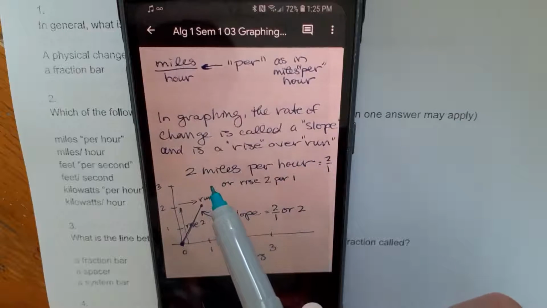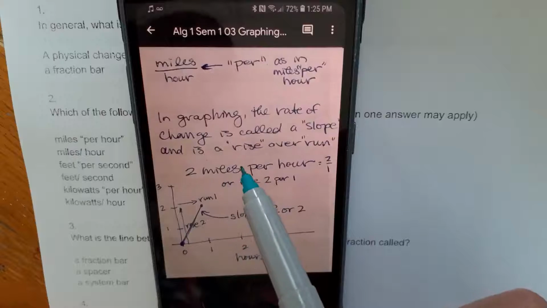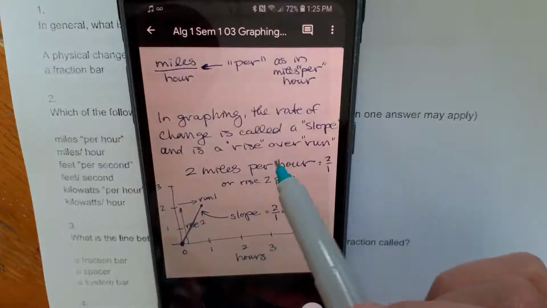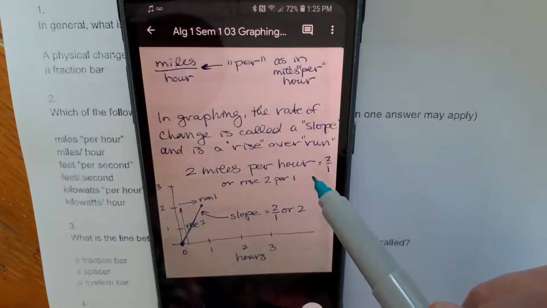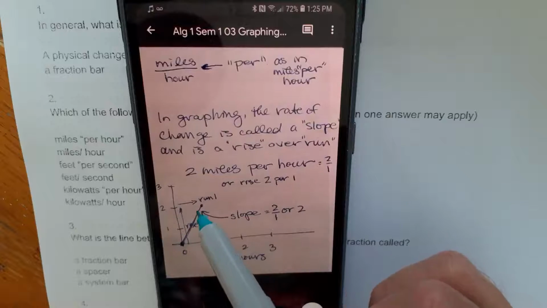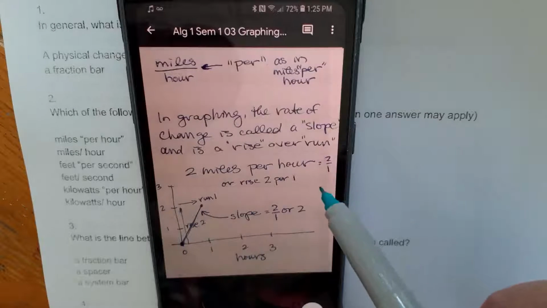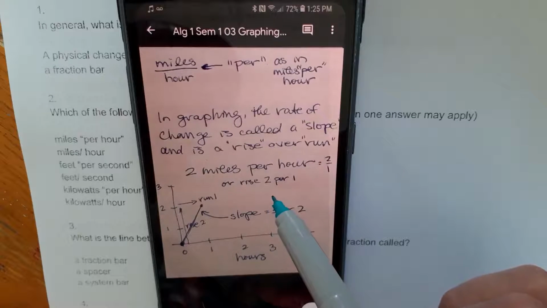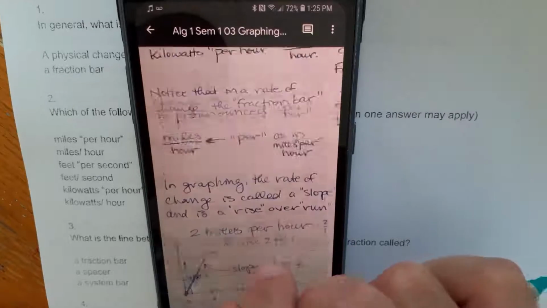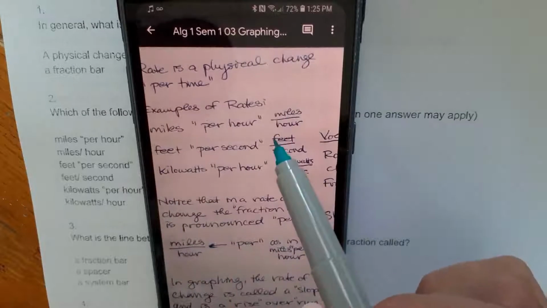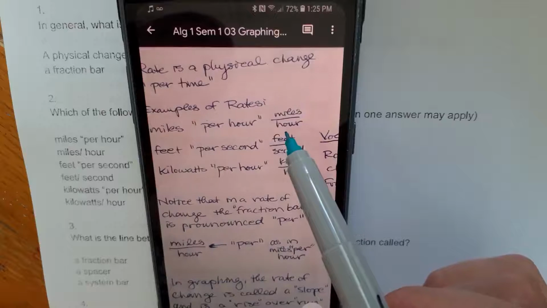We're following slope and rate of change, and understanding what rate of change is: rise over run. 2 miles per hour means we're rising 2 and running 1. All right, so 2 over 1, or 2 miles per hour. Typically in a rate of change, the denominator, hour, will be 1.